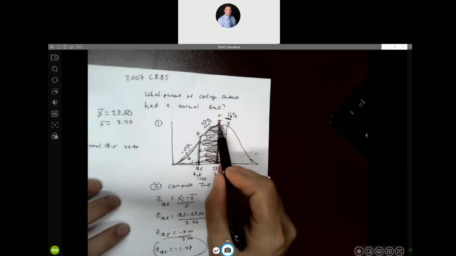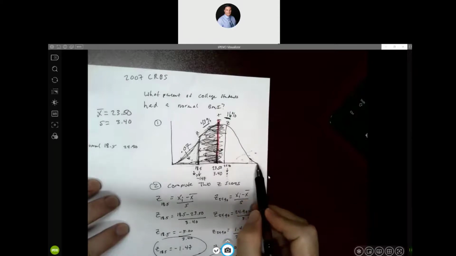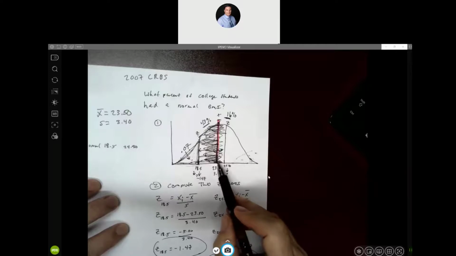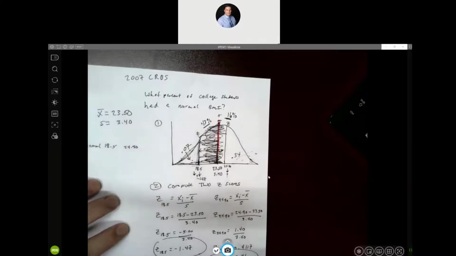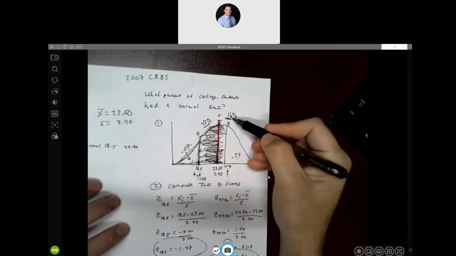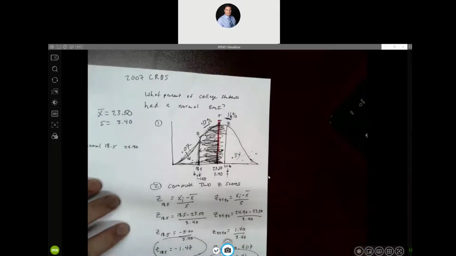Guys, from the mean all the way to here is 50% of the scores. Is it 34? It is 34. Okay. This would be 34. Now, if, for example, you didn't want to do the math, 34 plus 16 equals 50%, how else could you have found that?